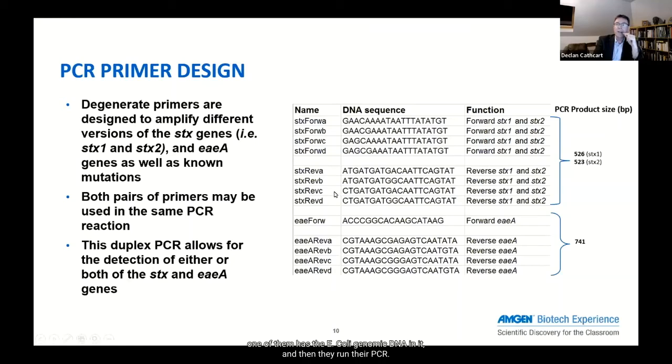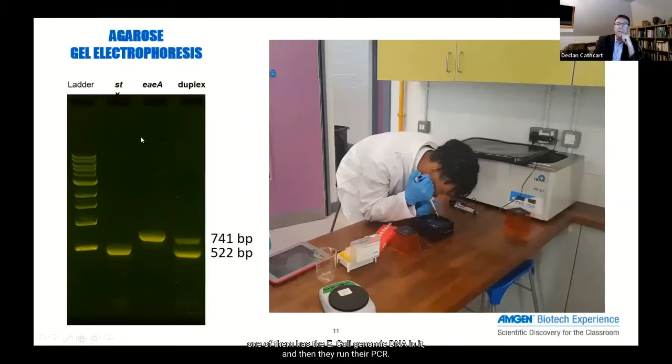coli genomic DNA in it, and then they run their PCR, and they can do it as a single PCR, they can do it as a duplex, and they end up with these two PCR products that give them a positive result. One is for the EAA gene, and the other one is for the shigatoxin gene.